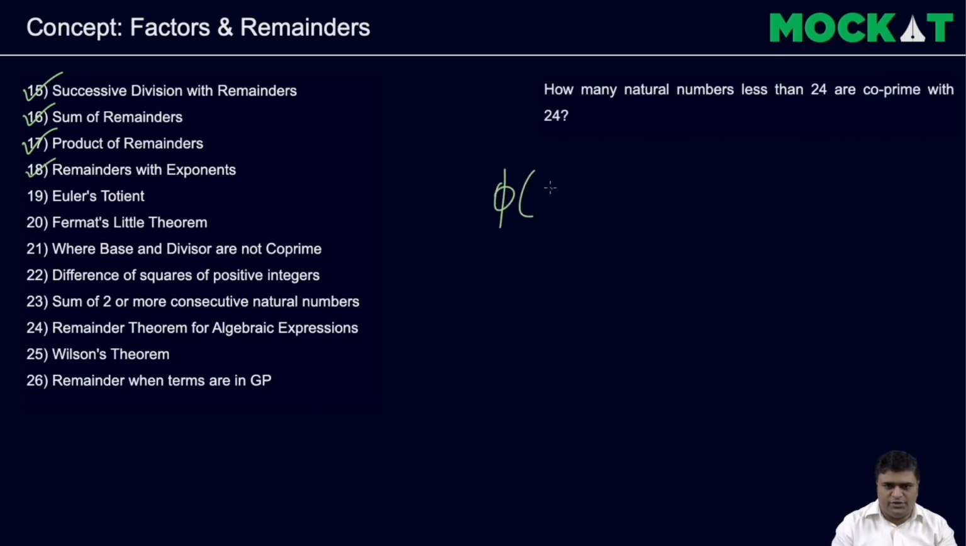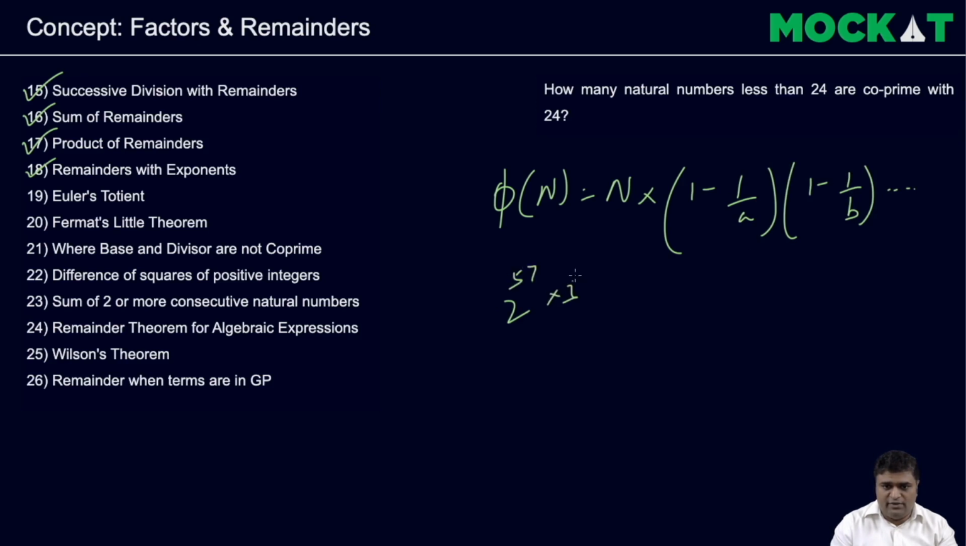Now on to Euler's Totient. The formula for Euler's Totient is simple. It is the number itself into 1 minus 1 divided by the first prime factor, into 1 minus 1 divided by the second prime factor, and so on. Even if you have numbers like 2 power 57 into 3 power 46, there are only 2 prime factors, 2 and 3. You're not going to consider the powers. So A and B are just going to be 2 and 3.